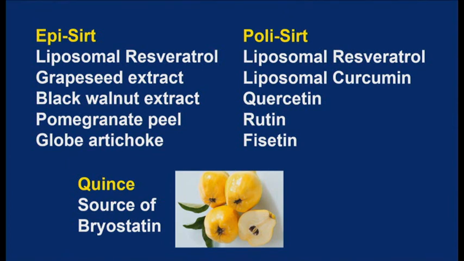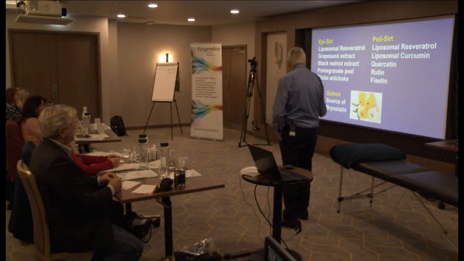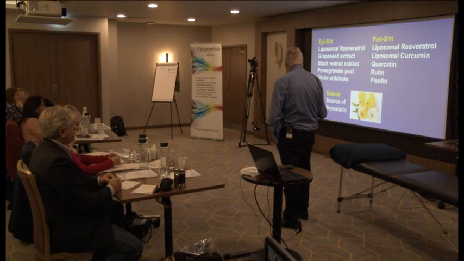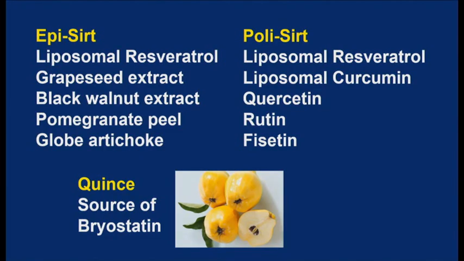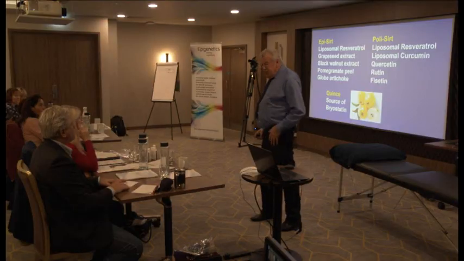We had difficulty getting sufficient mulberries, and they're a bit dehydrated, but they're still gooey and sticky. So we substituted globe artichoke in there instead. So this included pomegranates, black walnut extract, grapeseed extract, and resveratrol. And then we found that this one was even better: liposomal resveratrol, liposomal curcumin, quercetin, rutin, and fisetin. And that's the one you've been testing mostly, and it has tested up very well.